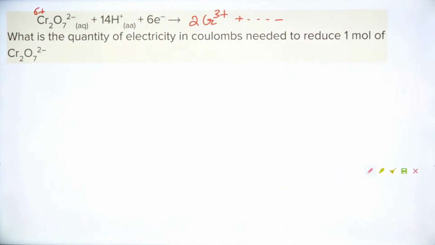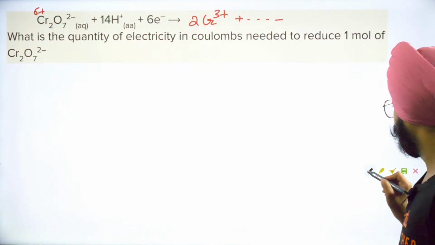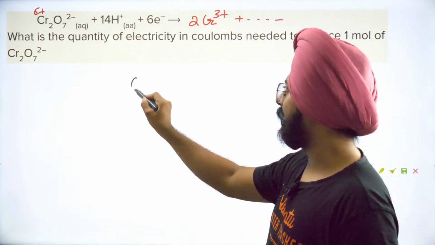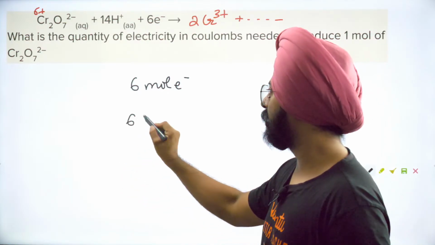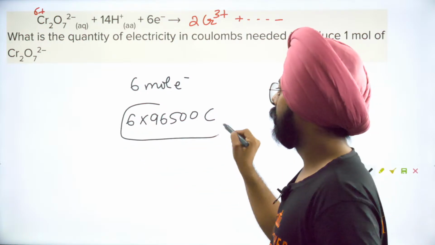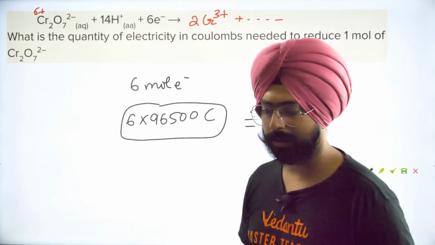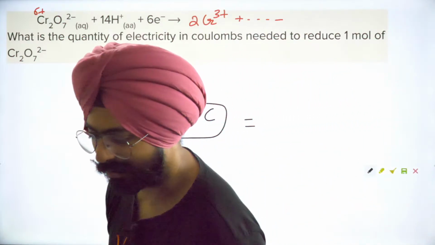Fine. So what is the quantity of electricity in coulombs required to reduce 1 mole of Cr2O7 2 negative? Very simple. I need 6 moles of electrons. 6 moles of electrons in coulombs is what? 6 into 96,500 coulombs. How much is this? What more do you want?